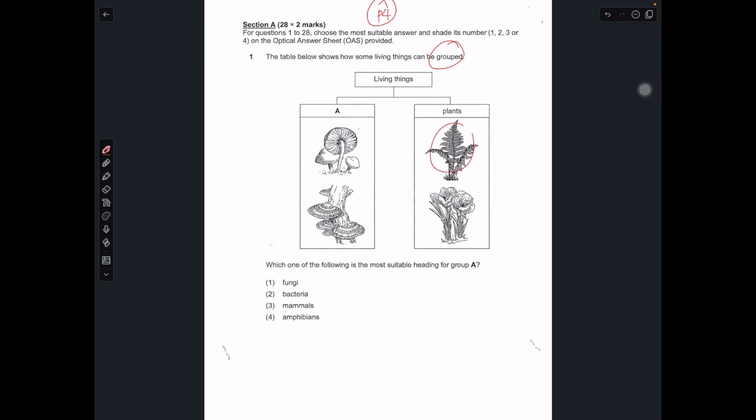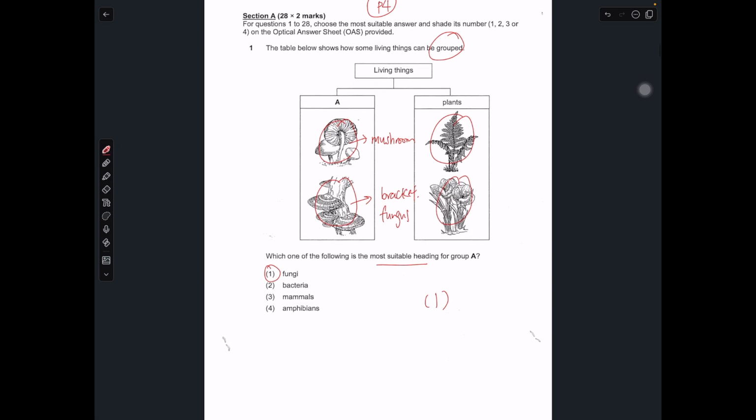So we have plants in this group, and we are asked to take a look at this and then see what group name it will be placed at. So what is the most suitable heading? It will be fungi. Okay, this one over here is a mushroom. Okay, this is a bracket fungus. Okay, bracket fungus. Okay, so let's move on.